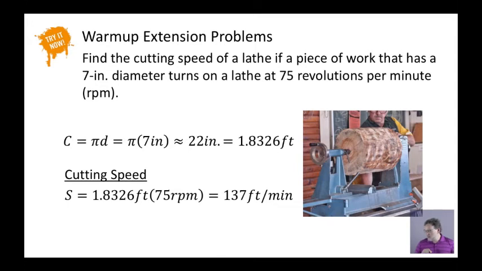We then take that 1.8326 feet distance around the bowl, and multiply that by the revolutions per minute. 75 revolutions per minute, that's 75 times 1.8326 feet of those 1.8 feet around the bowl that are going past the blade every single minute. So 1.8326 times 75 is 137 feet per minute. 137 feet that's going past that cutting blade for every minute. It gives you an idea of just how quickly things are moving in the vicinity of that blade.